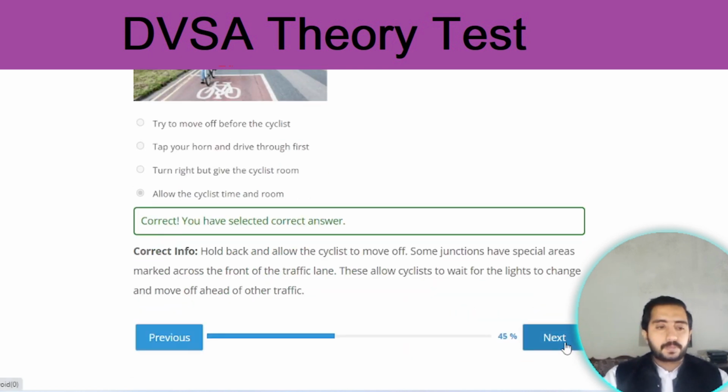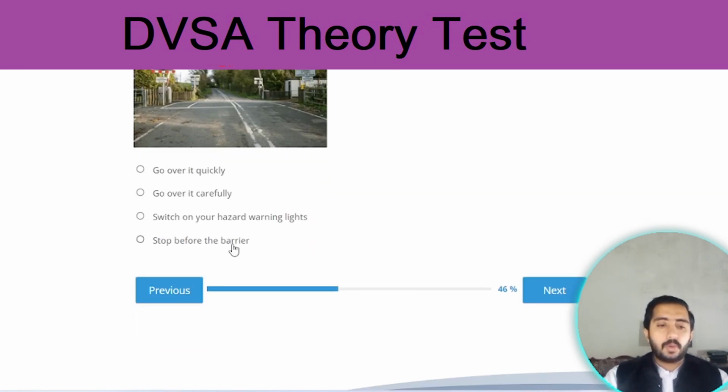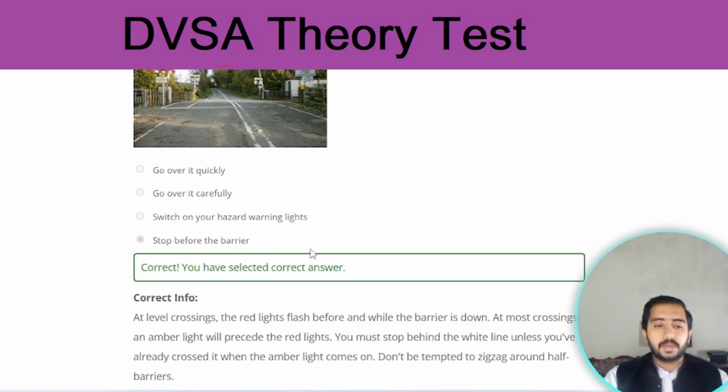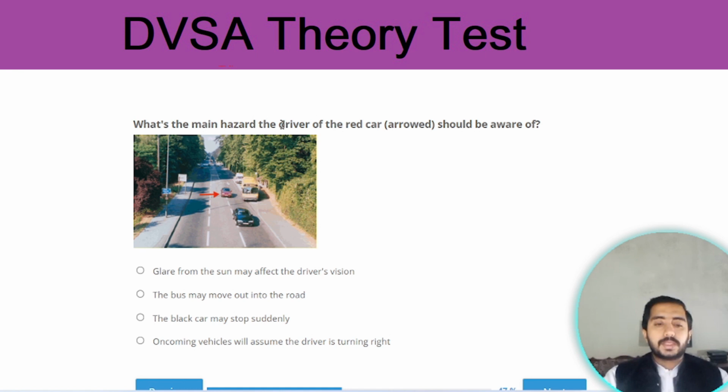Next question. What should you do if the red lights start flashing as you approach the level crossing? The correct option is stop before the barrier. Option D. Next one. What's the main hazard the driver of the red car should be aware of?